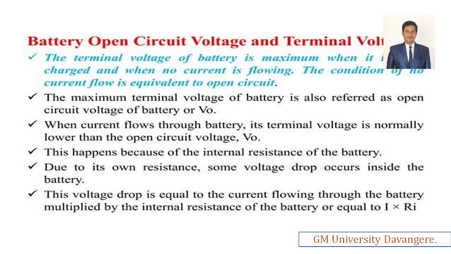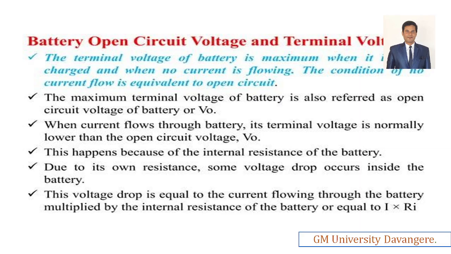When current flows through the batteries, the terminal voltage is normally lower than the open circuit voltage. Right? When you connect any loads, what will happen? The current will start flowing from the batteries to the particular loads. This happens because of the internal resistance of the batteries. The battery internal resistance, R, also depends upon various battery parameters. So due to its own resistance, some of the voltage will drop inside the batteries, right?